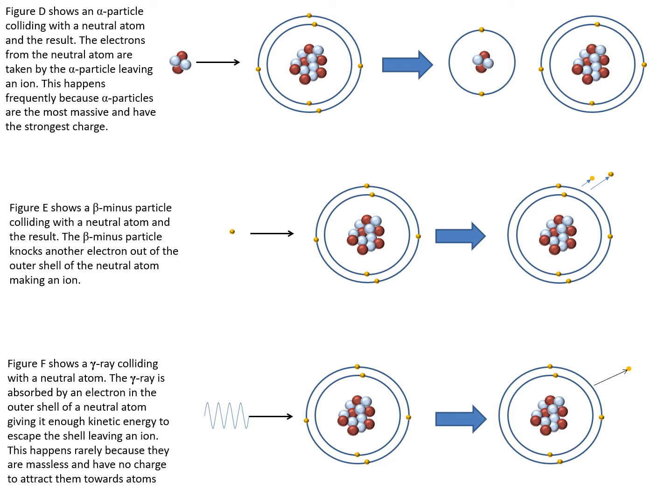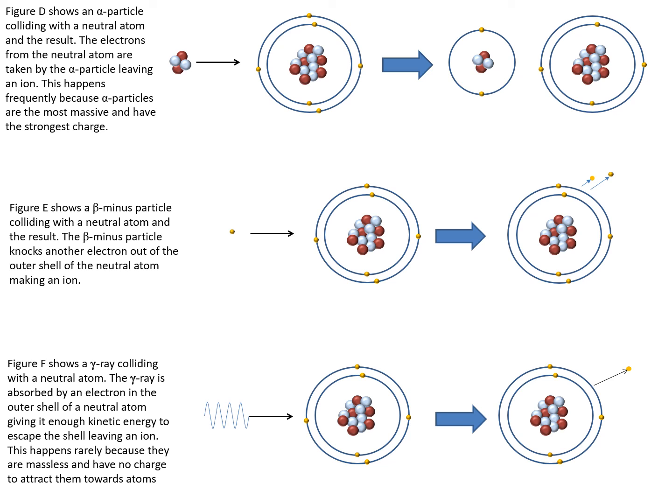Next, figure E shows beta minus particles colliding with a neutral atom and the result. So this time, the beta minus particle has energy as it's traveling. It's got kinetic energy, and it might happen to knock into another electron, knocking that electron out of the atom. Once it's done this, it leaves behind a positive ion with a charge of +1. Meanwhile, that beta particle may go on to collide with another atom, as will the electron that it's released. So both electrons may go on to ionize something else. However, each time they're losing kinetic energy, so this effect becomes weaker and weaker.